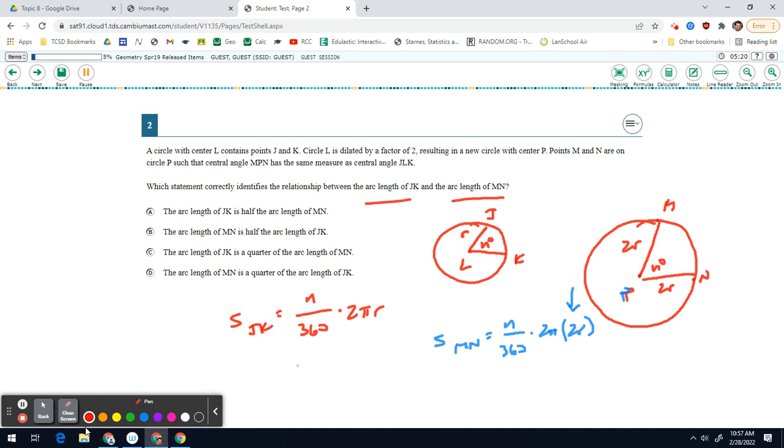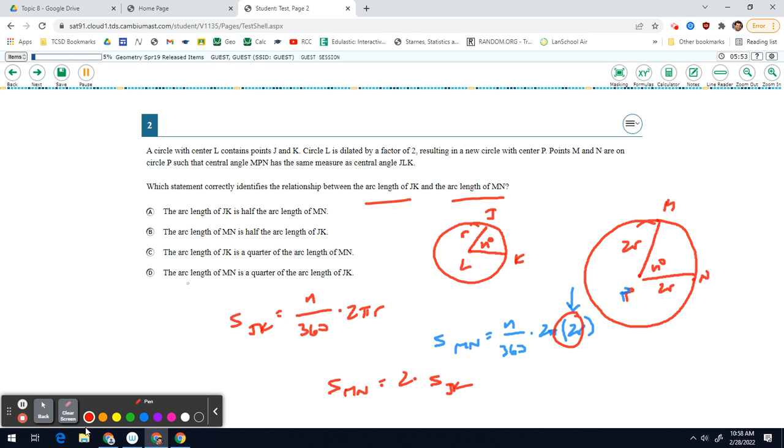So if we try to simplify this, what I want to see is what's different, right? The only difference between this formula and this formula is the 2, right? So the length of arc MN is going to be twice JK. The length of MN is going to be 2 times JK, because it has this extra 2. Everything else is the same.